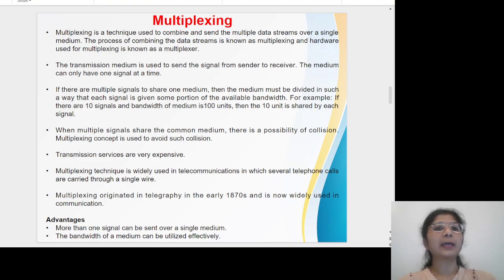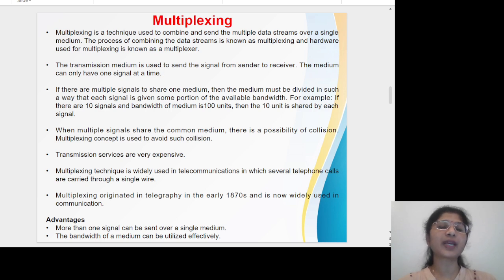Multiplexing is a technique used to combine and send multiple data streams over a single medium. The process of combining the data streams is known as multiplexing, and the hardware used for multiplexing is a multiplexer. Transmission media is used to send the signal from sender to receiver. The medium can only have one signal at a time. When multiple signals share the common medium, there is a possibility of collision. The multiplexing concept is used to avoid such collisions.